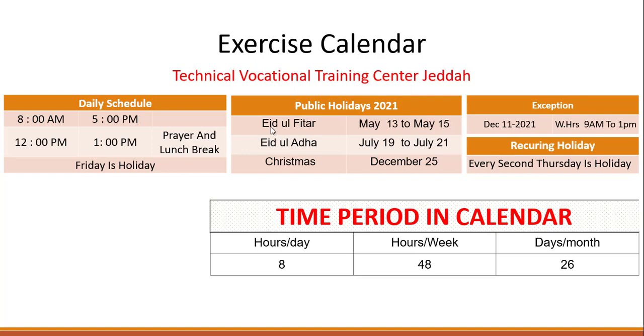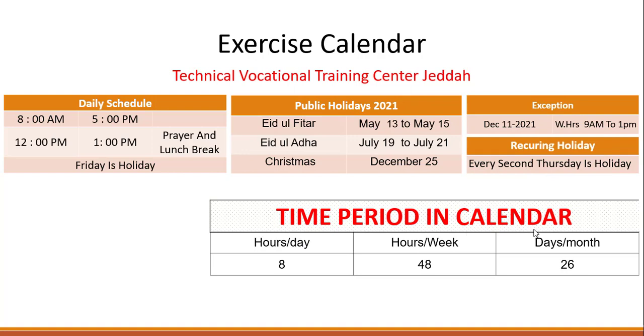The first holiday is Eid al-Fitr, May 13 to May 15, Eid al-Adha July 19 to July 21, and Christmas on December 25 in 2021. We'll also add some exceptions. The first exception is on December 11, 2021, where the working hours will be 9 a.m. to 1 p.m. And we'll add one recurring holiday as well: every second Thursday will be a holiday.